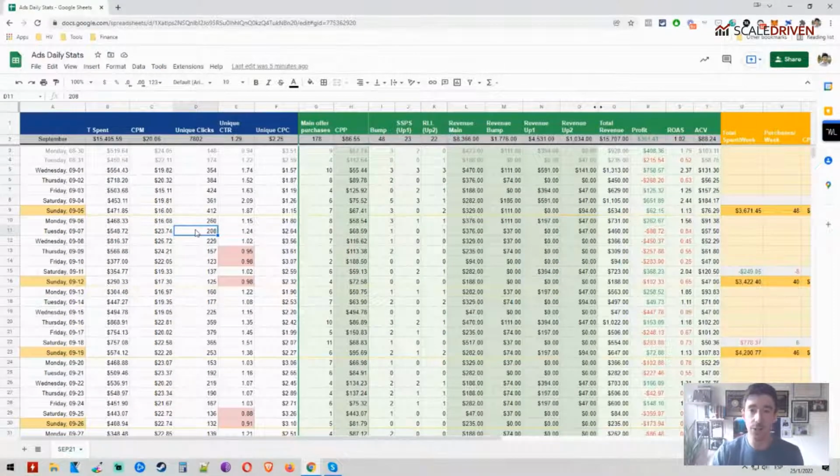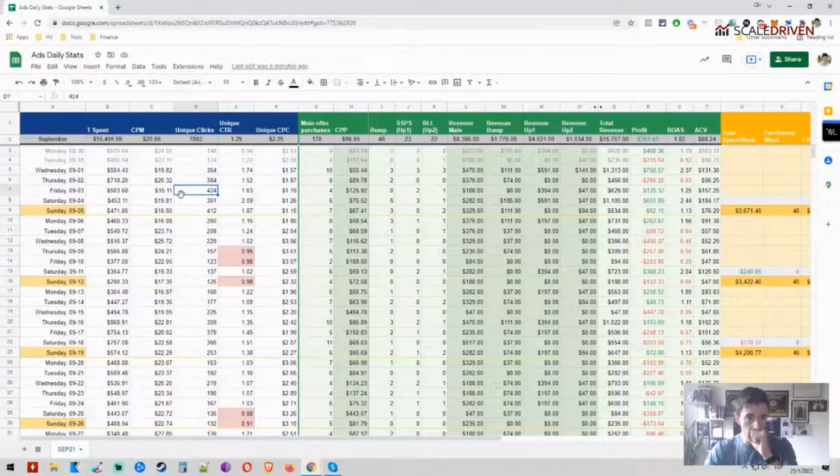And again, this is an acquisition funnel that had a main offer, an order bump, and two upsells. Okay, so a typical, proverbial acquisition funnel. Again, one front-end offer, an order bump, and then two upsells. All right, and then here we can see how the funnel is performing and how the ads are performing.